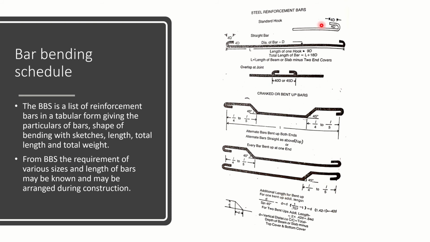I have taken this image from the book of D.N. Datta. This is a standard hook. This is a straight bar with two hooks on the sides. So the length of this hook is, the circular portion is 4D, the straight portion is 4D, and the circular portion is D, where D is the diameter of the bar. So the total length of one hook becomes 9D. The total length of bar becomes L plus 18D. Okay, where D is the diameter of the bar.